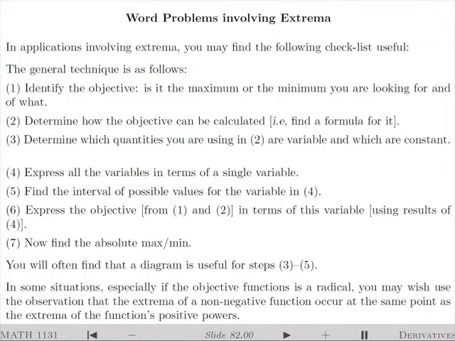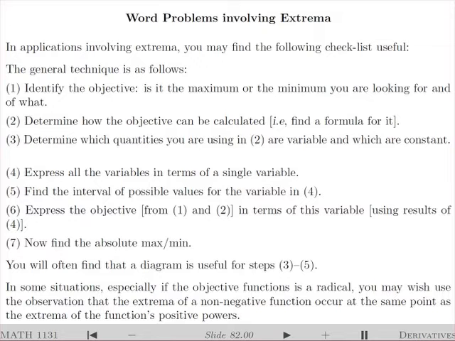Welcome. Our final topic in the differential calculus of a single variable are word problems involving extrema. It is applications which ask for the maximum or minimum of some quantity over some situation of interest. So the difference between this and what we did in section 13.2 is that we have to find the function and determine the interval of interest.